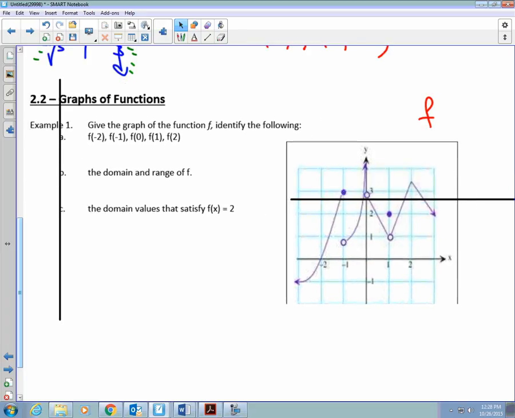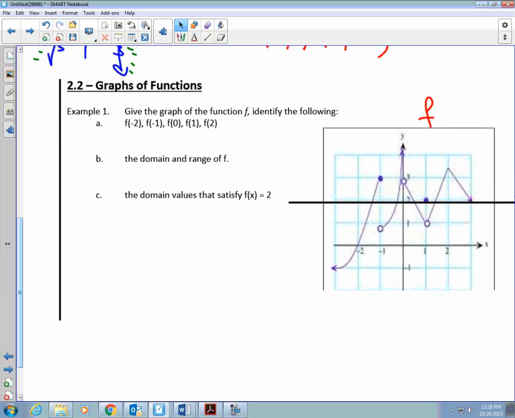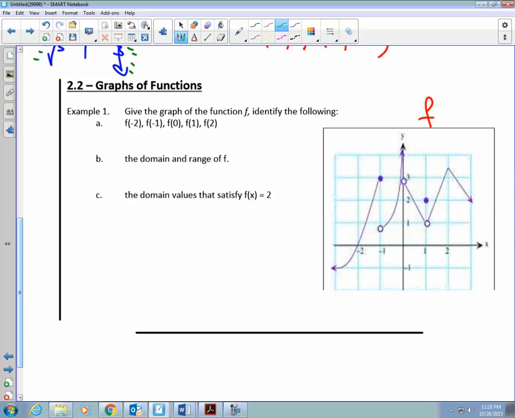Okay. So it says, given this graph, f of -2, I will plug in -2, and I will look for the height of the function for an x value of -2. What's the height of the function right there? 0. Now I'll plug in -1.